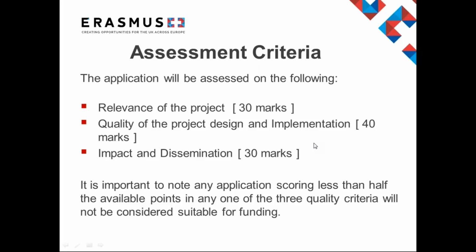Once you've successfully submitted the application form, it will then go through to be assessed, and eligibility checks will take place. The application is assessed on 3 main award criteria: relevance of the project, quality of the project design and implementation, impact and dissemination. So we would recommend that you look at the award criteria in detail. This can be found in the 2017 Programme Guide and our UK Guide for Applicants.